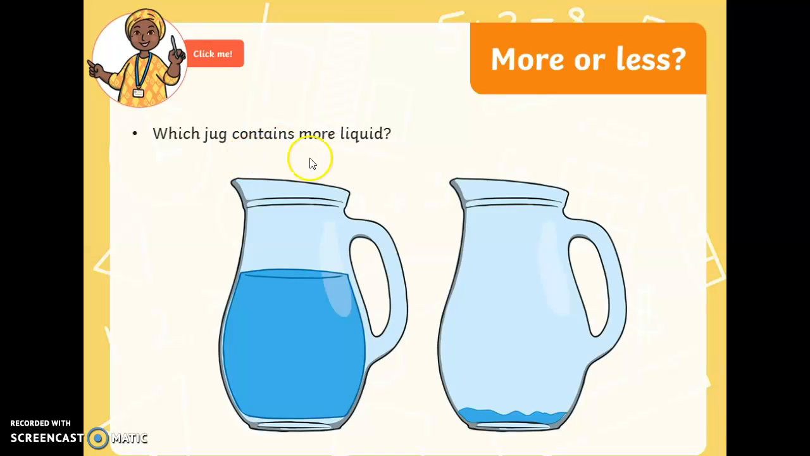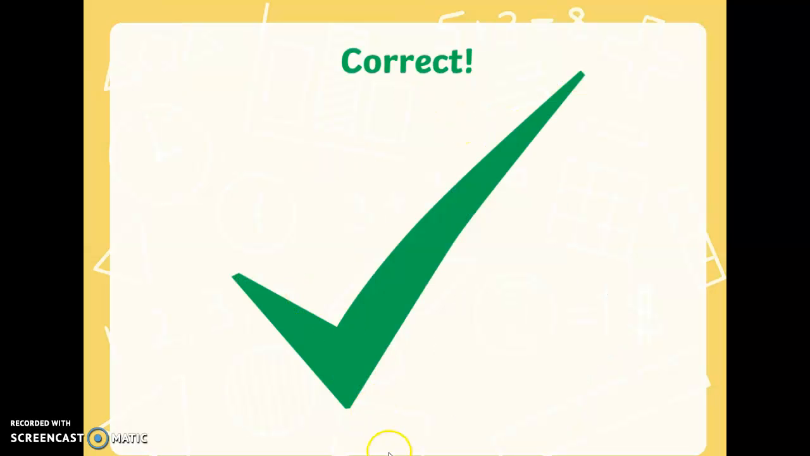Which jug contains more liquid? Again, they're asking us which one holds more liquid. I'm double checking what the question is asking me. Is it this one, the one on the left, or this one, the one on the right? The one on the left holds more liquid.